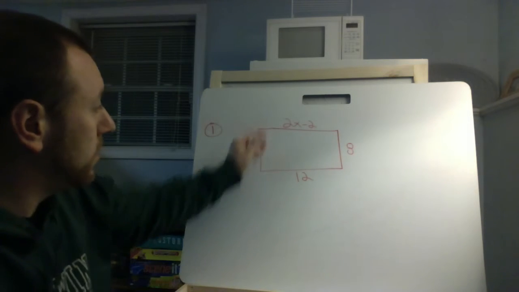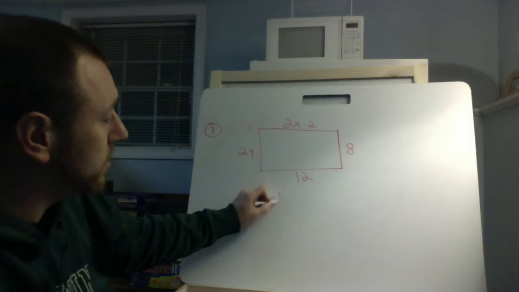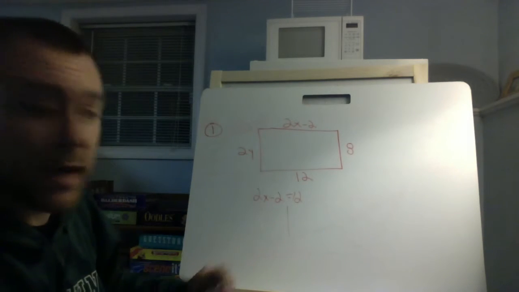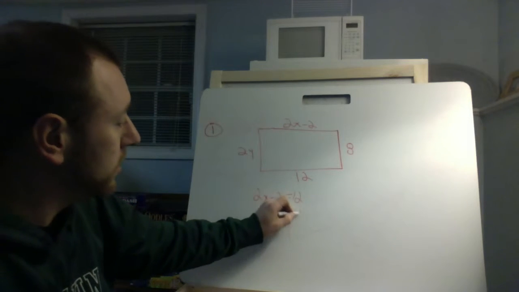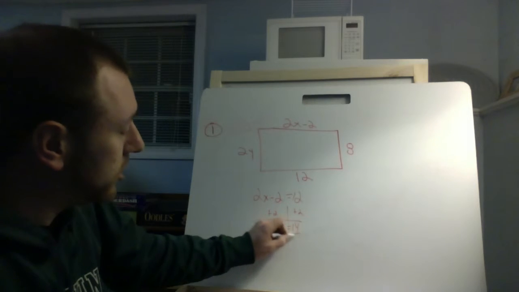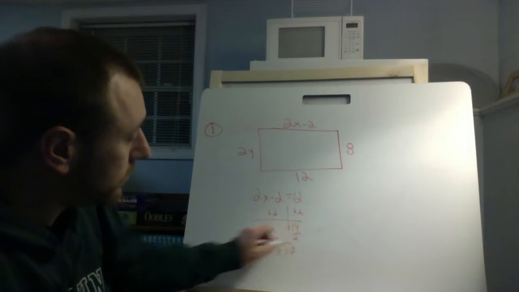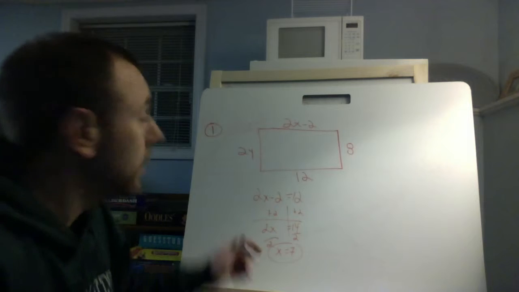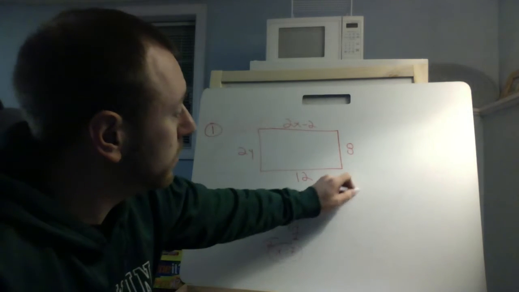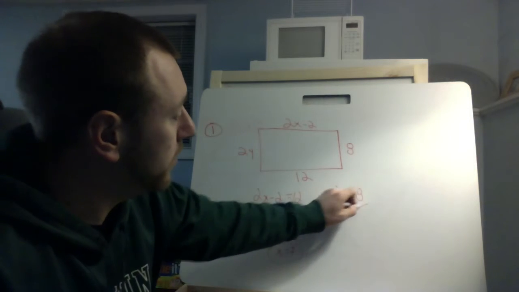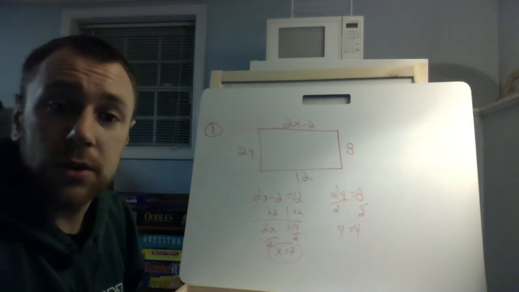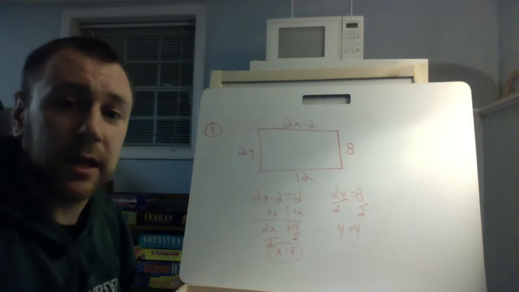To solve this one, I'm going to say 2x minus 2 equals 12. I'm going to solve that by adding 2 to both sides and then dividing by 2, so x is 7. I can then solve for y and do 2y equals 8, and I'll divide by 2. I get y equals 4. So with opposite sides, again, you're just setting them equal to each other.